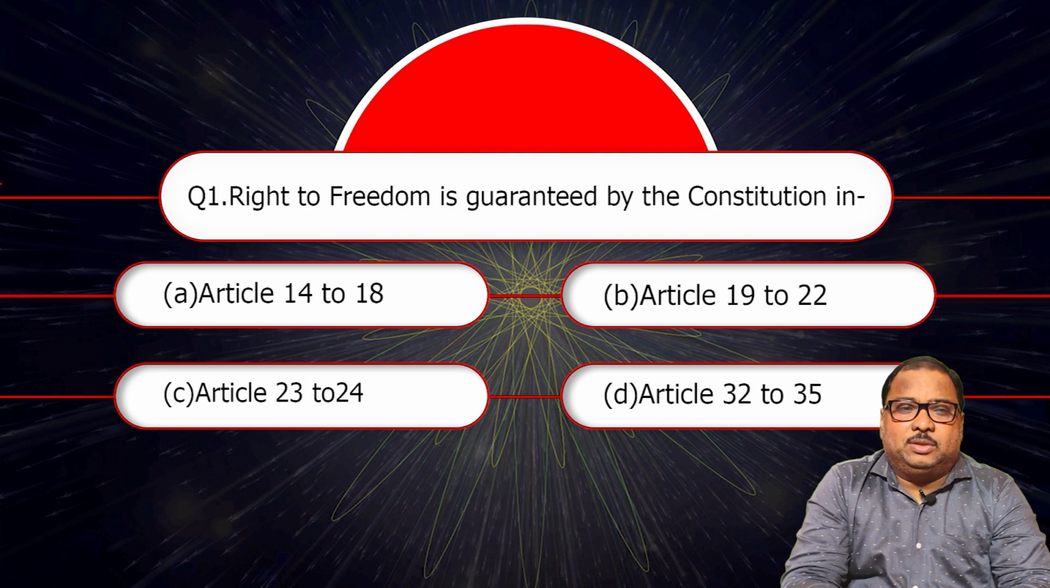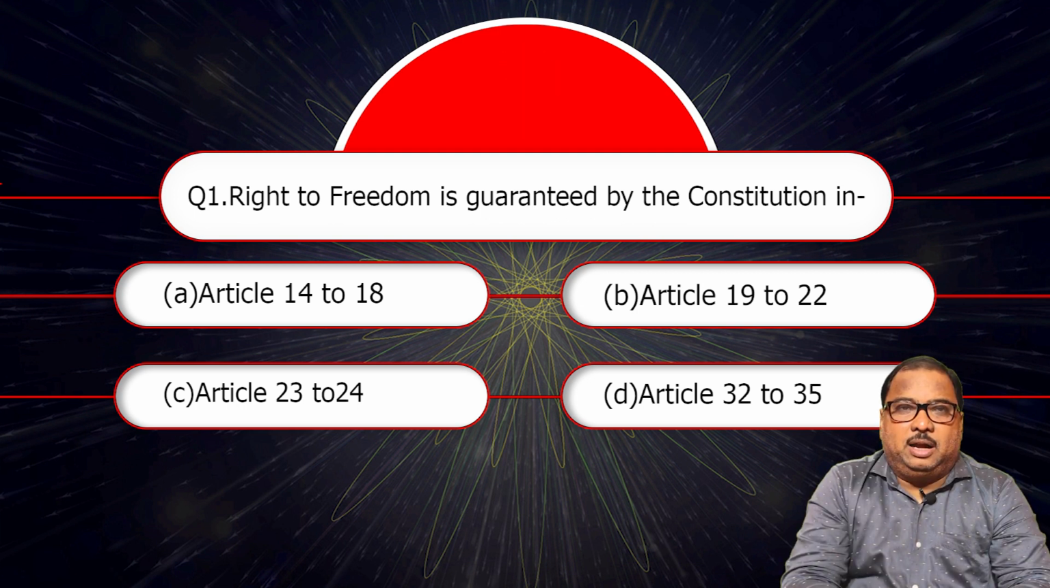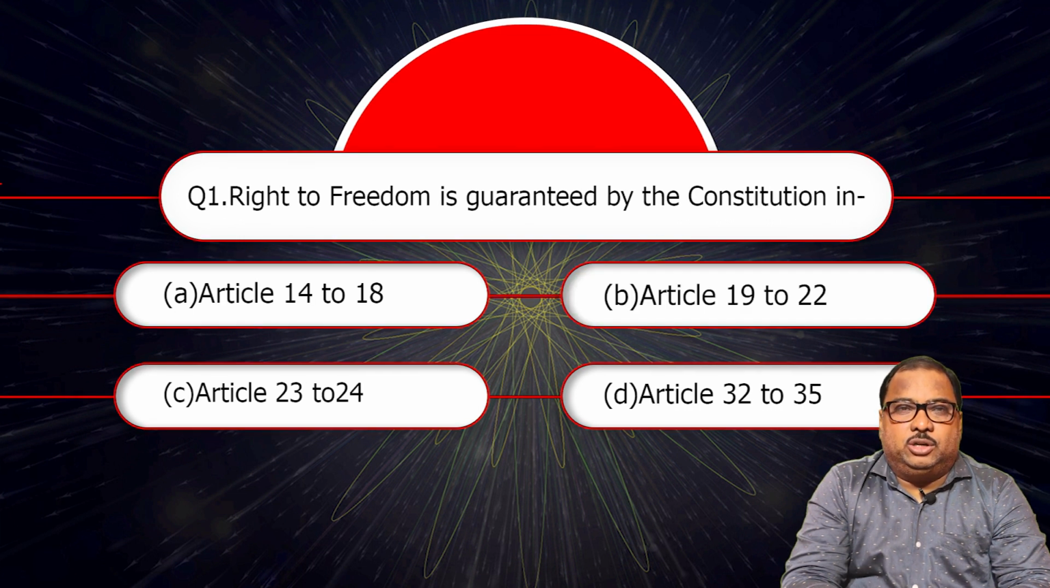Our first question is, right to freedom is guaranteed by the Constitution in option A, Article 14 to 18, option B, Article 19 to 22, option C, Article 23 to 24, option D, Article 32 to 35. Your time starts now. And the correct answer is option B, Article 19 to 22. Article 19 to 22 deals with right to freedom. So let us go to our next question.